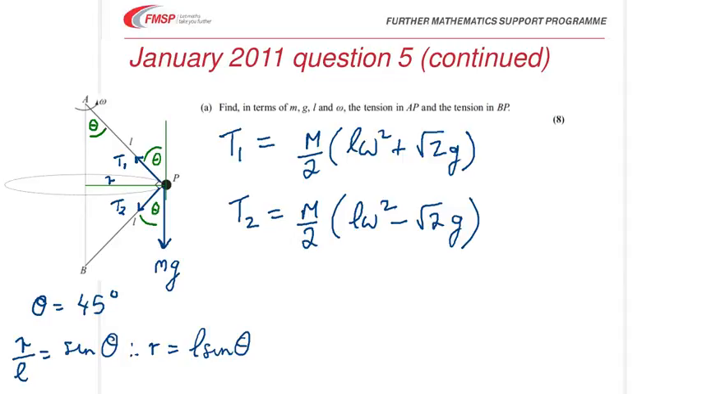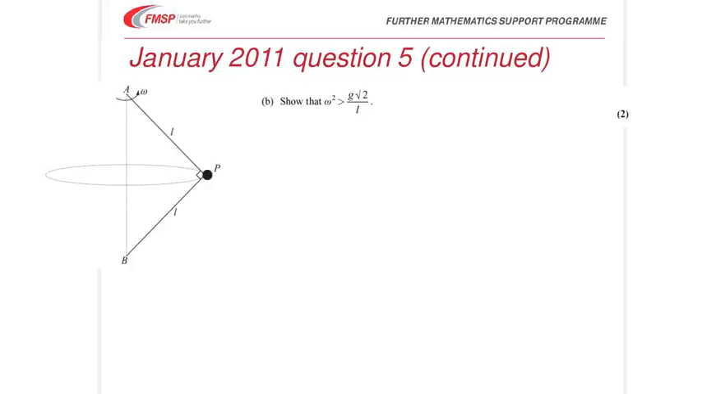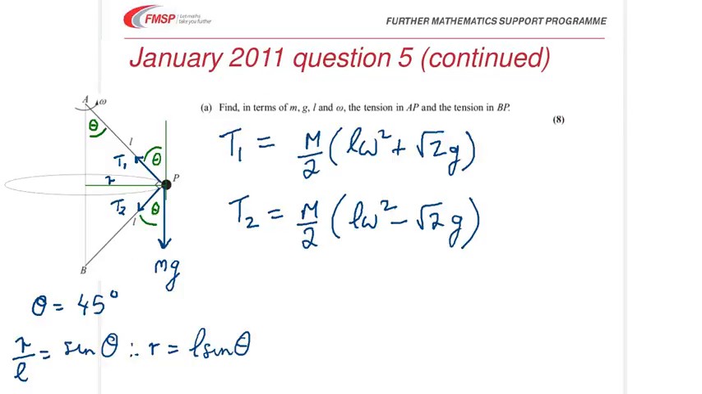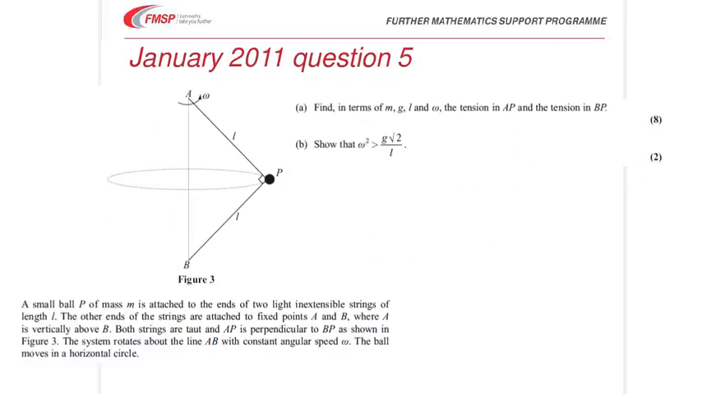Now there's another part of the question here. And to understand what to do for this question, we need to look at the whole wording of the question, right back at the start. The important thing here in the wording, to allow you to show this bit about omega squared, is that it says this ball rotates.